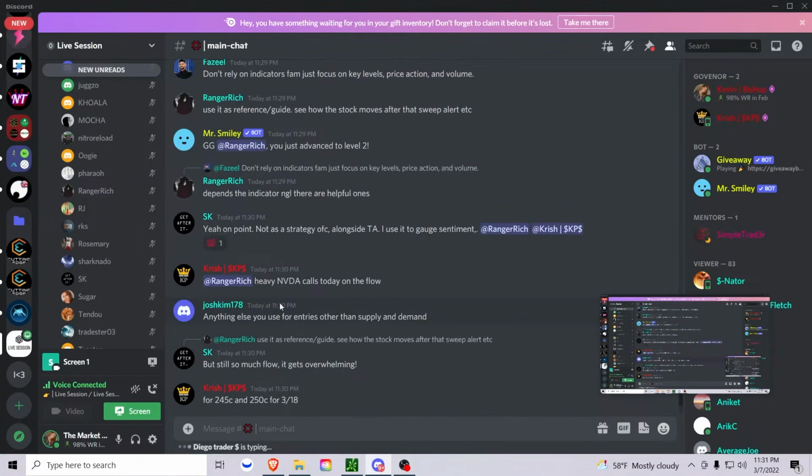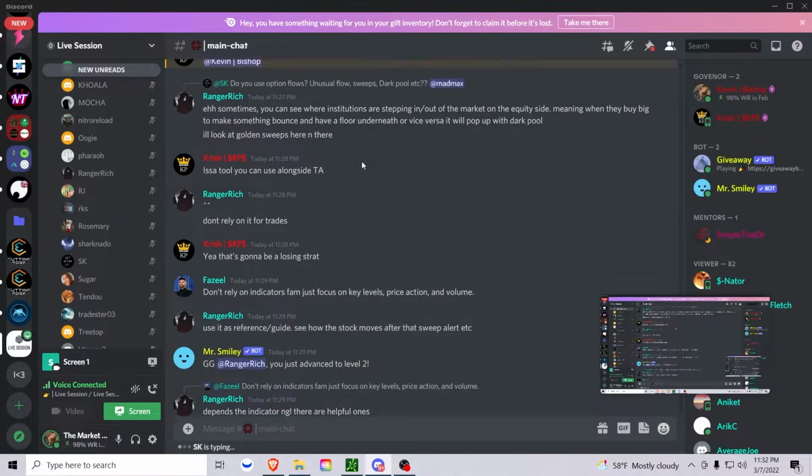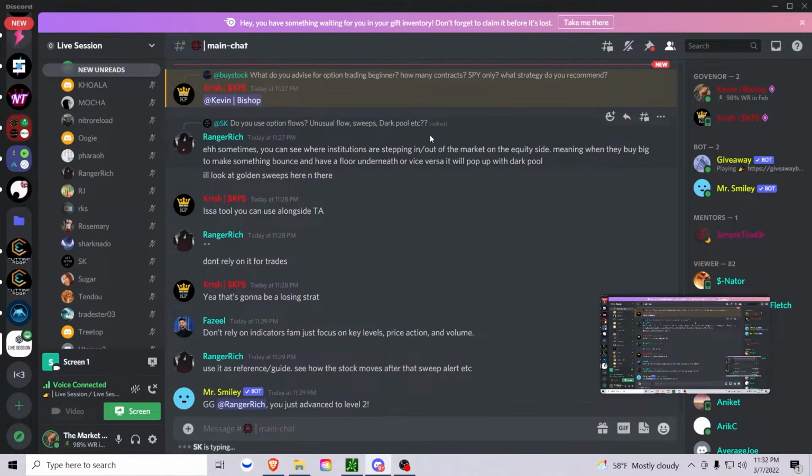Okay. Let's see. I personally don't go according to option flows, dark pools, stuff like that. This is basically seeing unusual option orders. I personally don't use that. I feel like that will just cloud your judgment. You can maybe use it as confirmation, but I've gone just absolutely fine without using it.